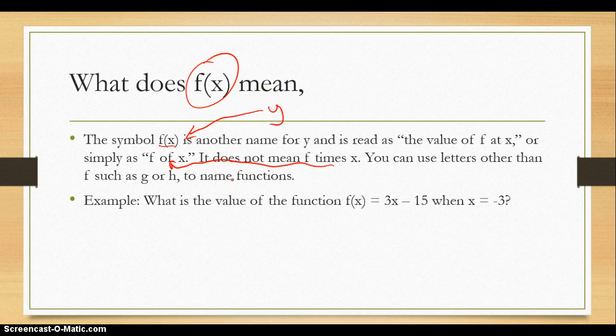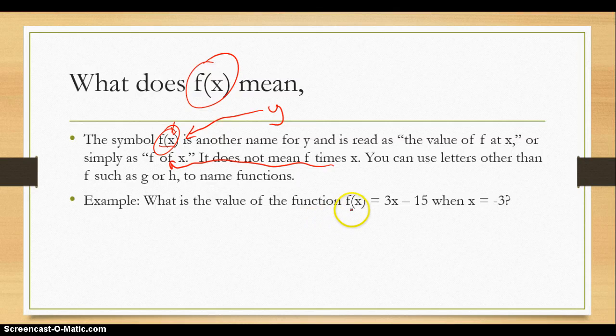What it's asking us is, when we plug in the value, you'll see this in the example here, what does that mean for this whole thing? What does your y truly equal? So look at the example.